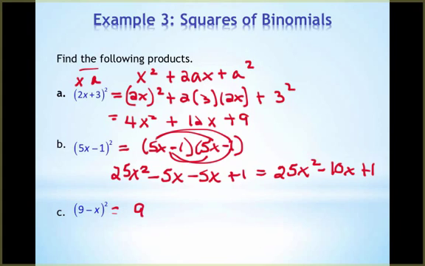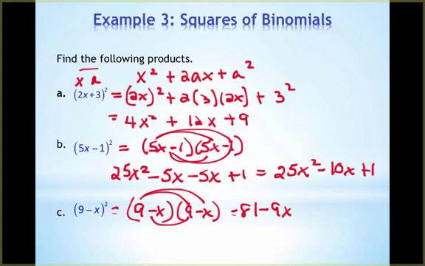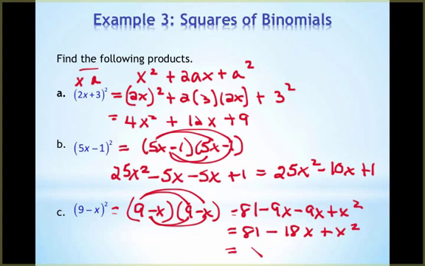9 minus x squared, we'll write it as 9 minus x times 9 minus x. If I FOIL, I get 81 first, outer minus 9x, inner minus 9x, last plus x squared. So that's going to be 81 minus 18x plus x squared, or if we put that in decreasing order, because that's the way we normally would write these, I'd have x squared minus 18x plus 81.